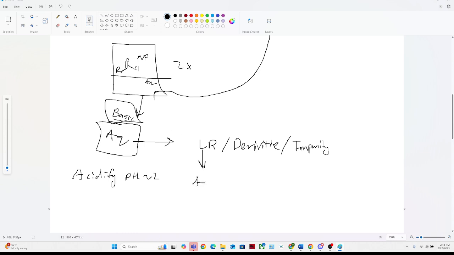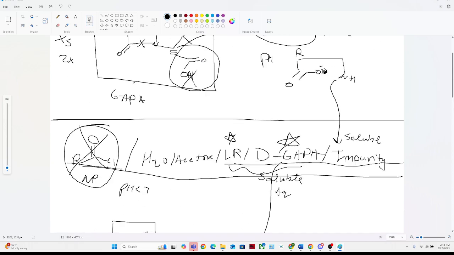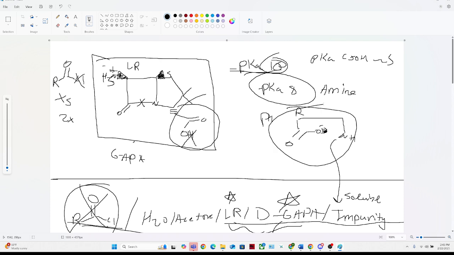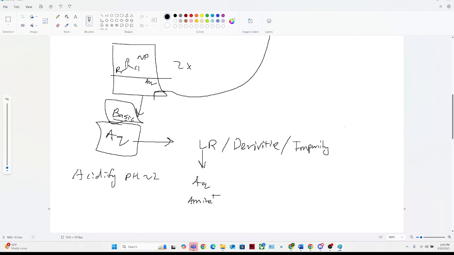This goes into the aqueous layer because the amine also gets protonated, amine plus. My impurity, which I drew out for you, kind of has this structure. It's not exactly what the 6-APA, the actual impurity looks like, but it has this structure. It also has an amine that will get protonated, so that will move into my aqueous layer.